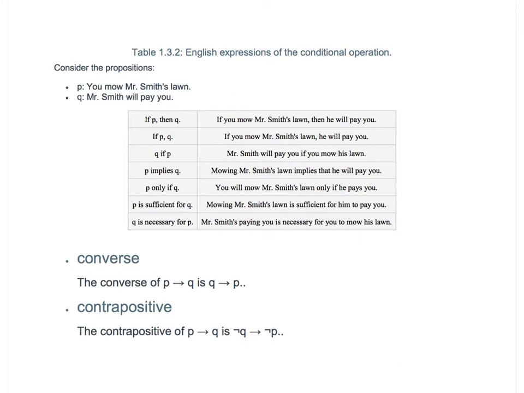The contrapositive of a conditional statement like P then Q is not Q then not P. So if we have a hypothesis and conclusion, we swap and negate them at the same time. So the contrapositive of P then Q becomes not Q, then not P.